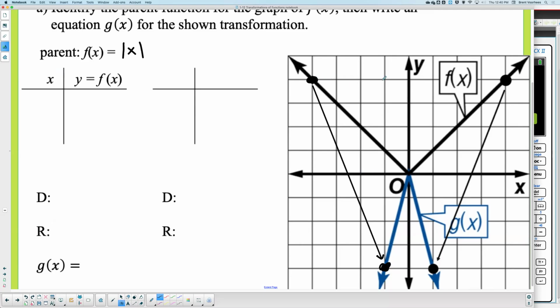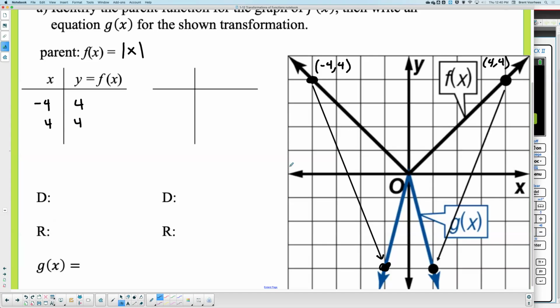Now we're going to write down the location of these 2 points. So on the parent function, what's the location of that point right here? It's actually -4, 4. And what about this point over here? This one's +4, 4. Okay, let's add that to our table. We had the point 4, 4.